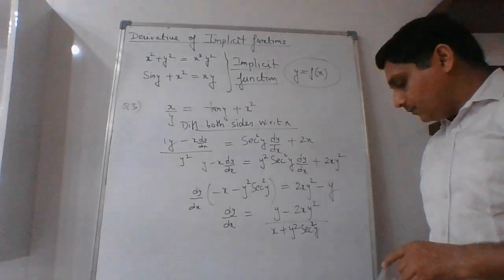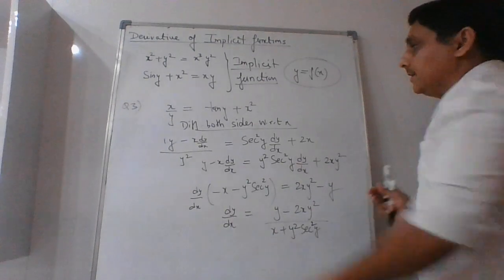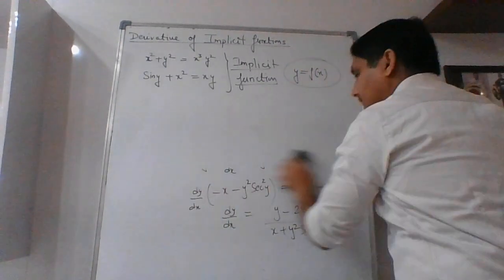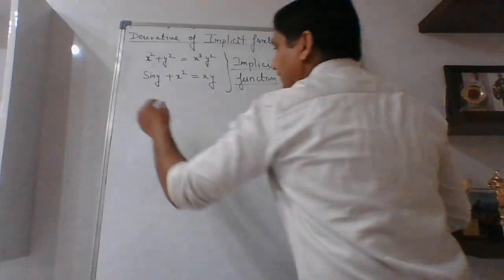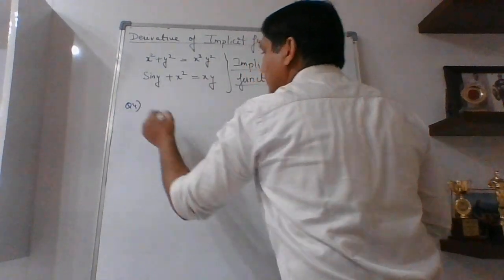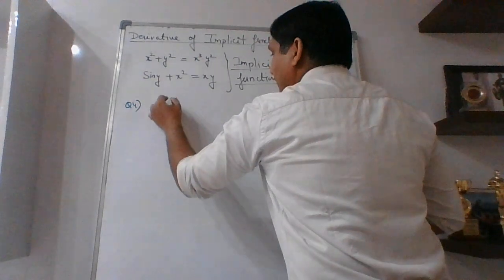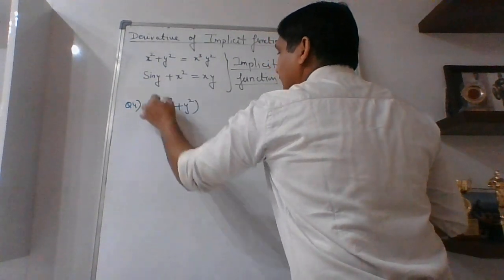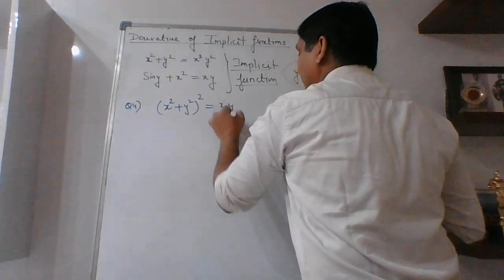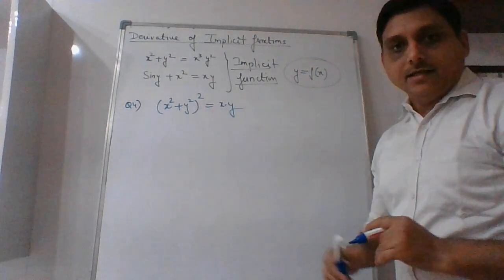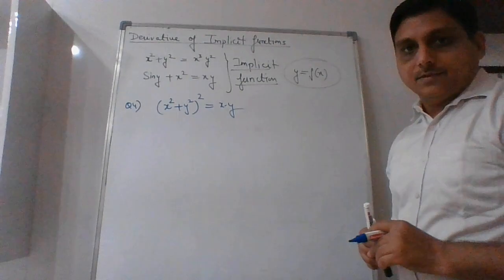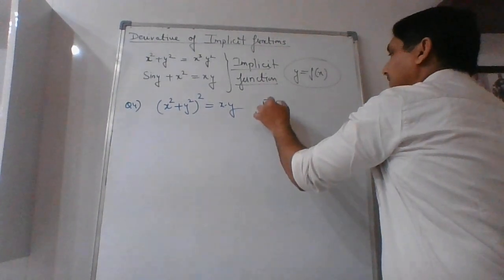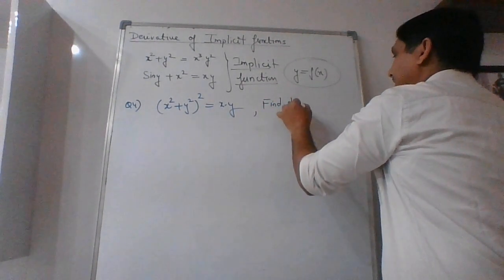Now let me give you another example. Now this particular question is very important. In board exam, this question has come for 4 marks. So x square plus y square the whole square is equal to xy. Now just see, this is the expression. So we want to differentiate. The question is find dy upon dx.